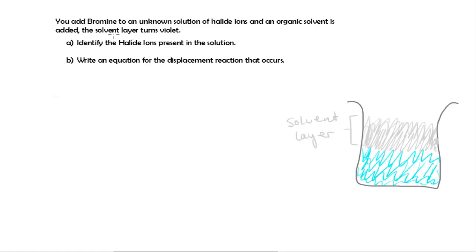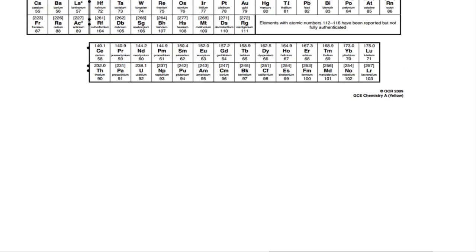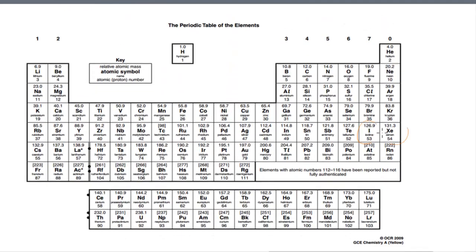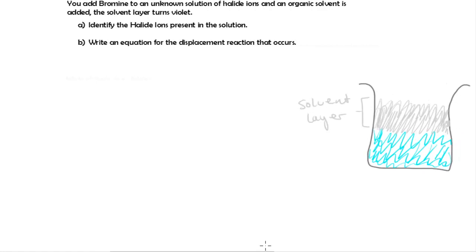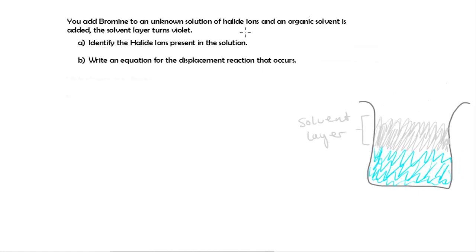So the solvent layer turns violet after you add bromine to it. So we need to ask the question, what halide ions would become halogens if we added bromine to it? If we look at the periodic table up here, iodine is below bromine. And so iodine was probably present in that solution, because iodine is what gets displaced by bromine, since bromine is a more powerful oxidizing agent. So the halide ions are probably iodide ions. And now the second part says, write an equation for the displacement reaction that occurs.